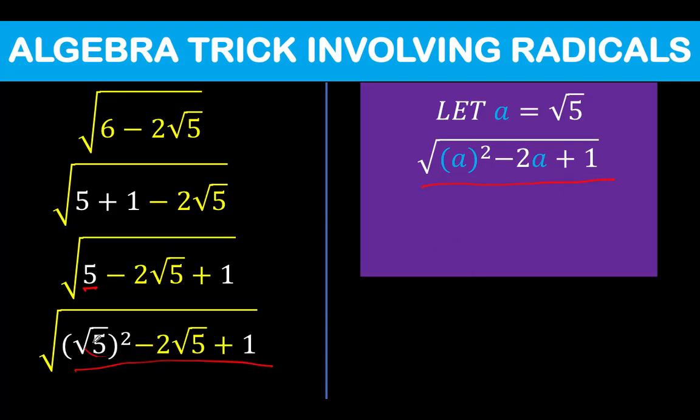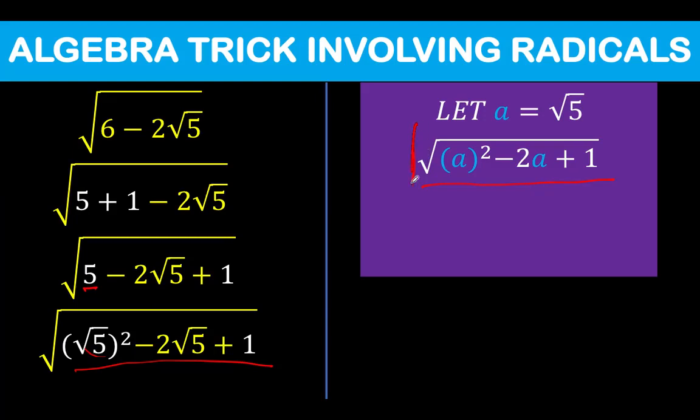Because square root of 5 is our a, we copy the exponent 2, we copy the minus 2, but instead of square root of 5, we use the variable a because a is equal to square root of 5, and then we copy plus 1. Notice now that a squared minus 2a plus 1 is a perfect square trinomial.